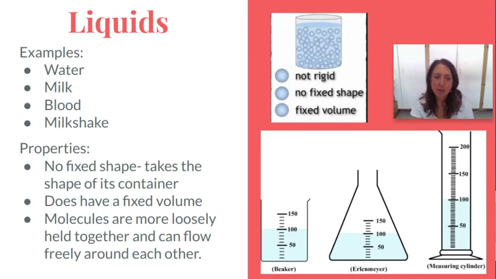And in this one, the molecules are loosely held together. They can flow freely around each other. They have weak attractive forces between them, and you can see that from this picture. So they're not rigid. There's no fixed shape, but they do have a fixed volume.